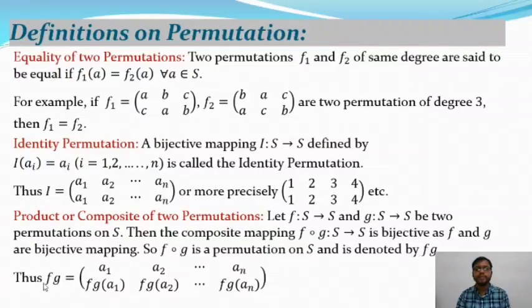Thus FG is equal to a1, a2 up to an. These are the elements of the domain set, and the corresponding elements of the codomain set are FG of a1 corresponding to a1, FG of a2 corresponding to a2, and up to FG of an corresponding to an. This is the permutation of F composition G on the set S, and this is denoted by F into G.